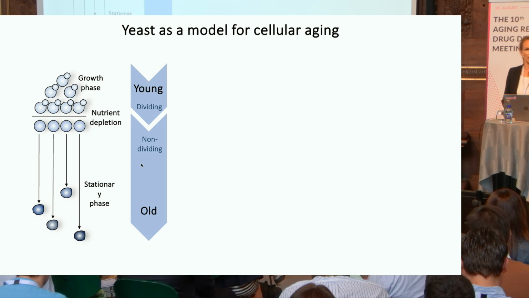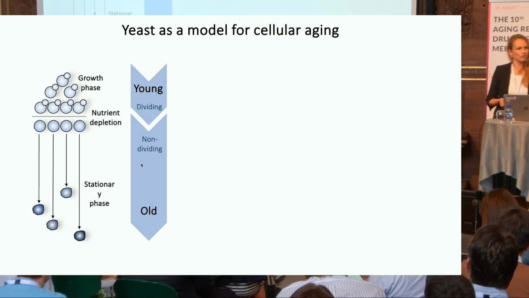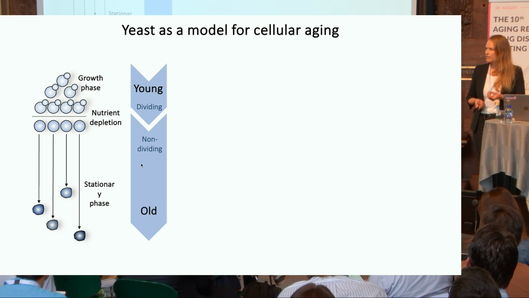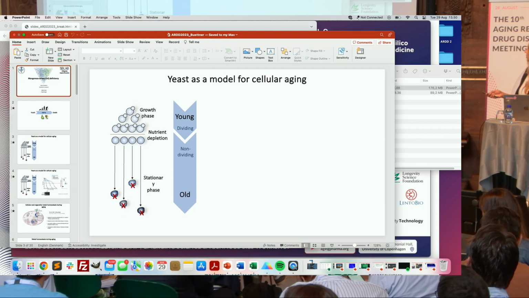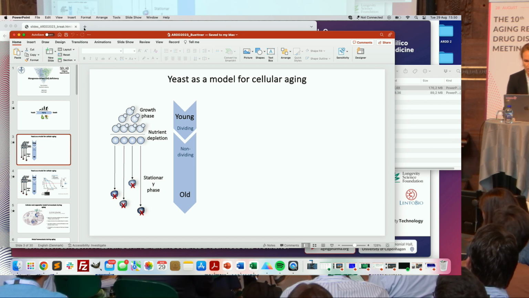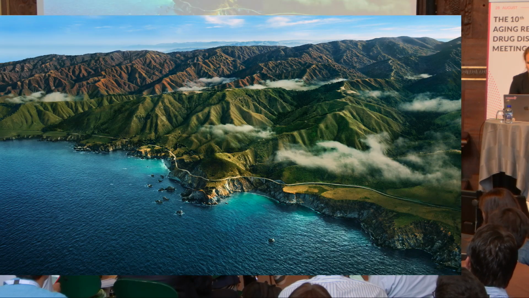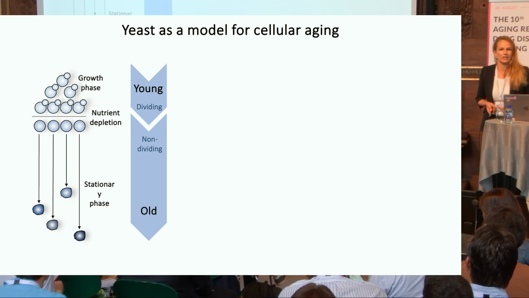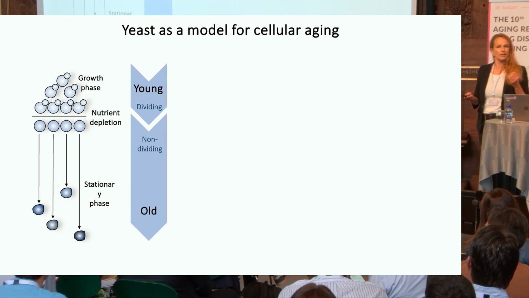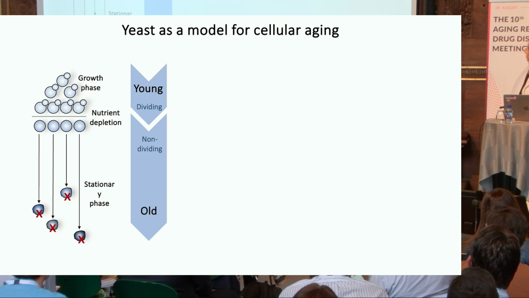We are doing chronological aging, and while probably most of you are familiar with that, I thought I'd give a very brief introduction. We grow yeast cells in liquid culture, where they happily divide and proliferate until at some point nutrients will run out and they will enter into a non-dividing stationary state where they will grow old until at some point they will die off.